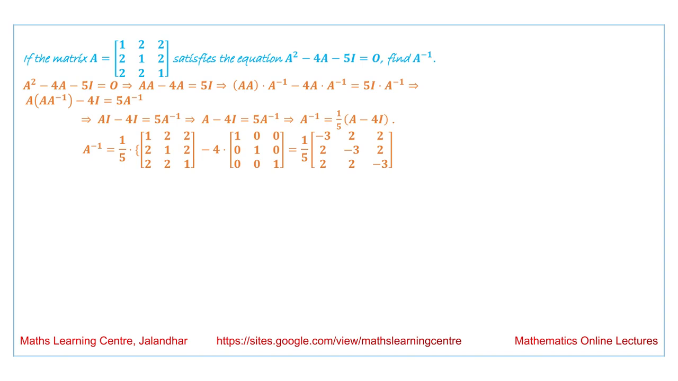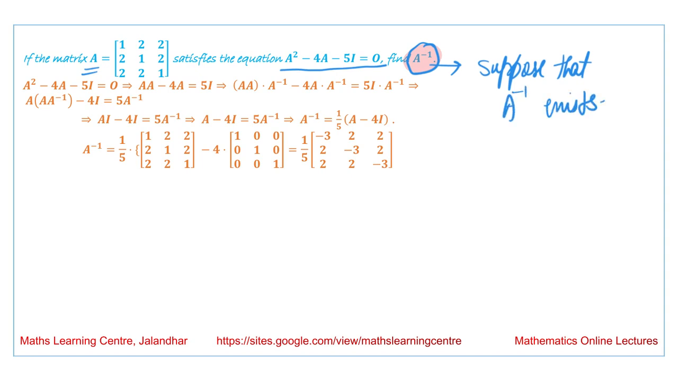Next is, if the matrix A is a 3 cross 3 matrix, and it satisfies the equation A square minus 4A minus 5I is equal to 0, we have to calculate the value of A inverse. So if we are saying that the matrix A satisfies this equation, we are calculating the value of A inverse. So we suppose that A inverse exists. We first suppose that A inverse exists, that is, we are supposing this matrix is invertible.